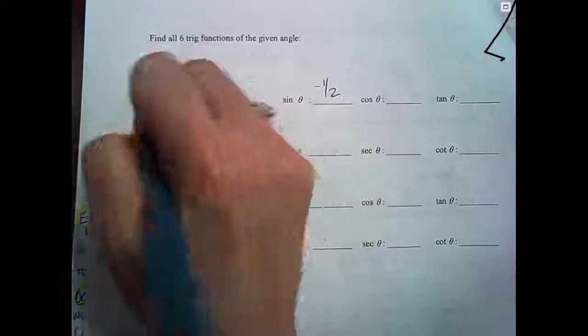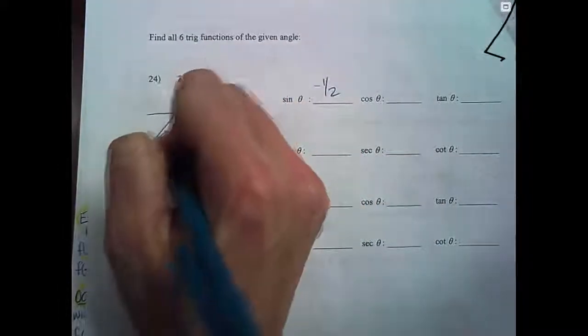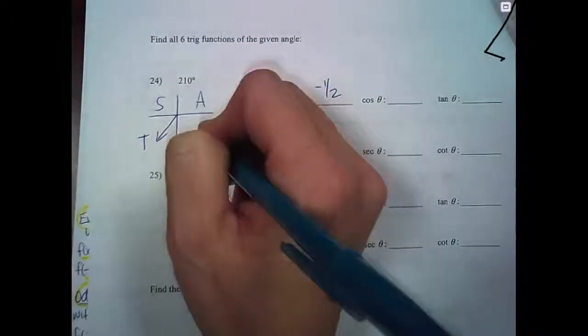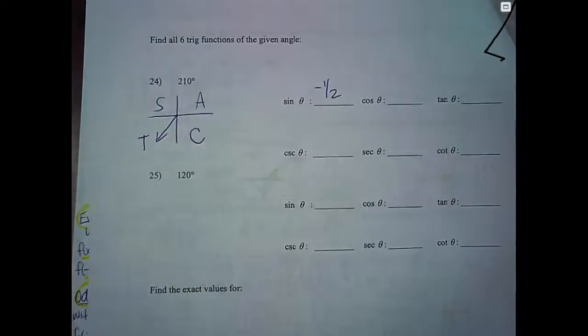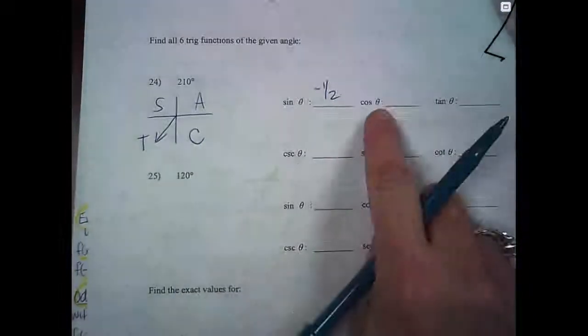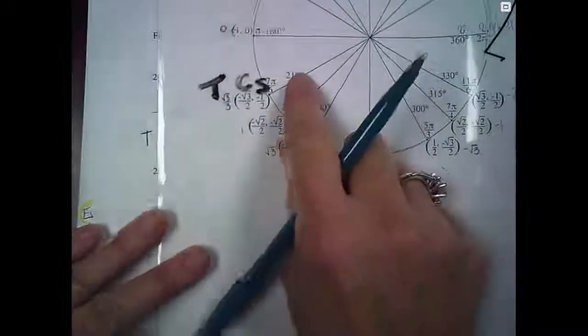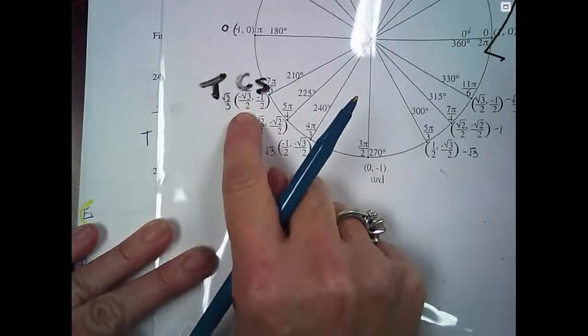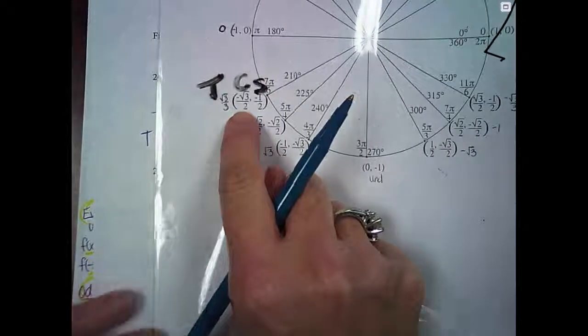If you think about it, 210 is actually in this quadrant right here. So all students take calculus. What's the only thing that's positive? Tangent. Now let's find cosine at 210. So here's 210. Cosine's which value? The x value. So -√3/2.